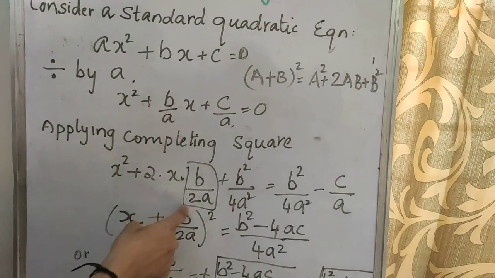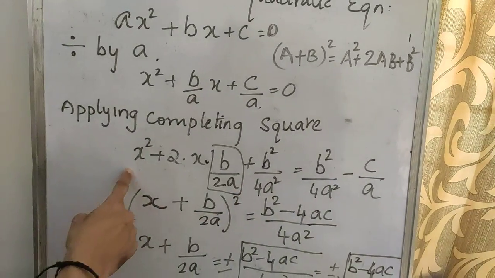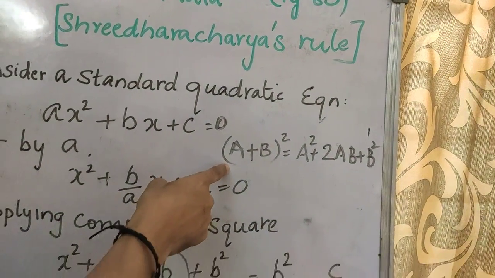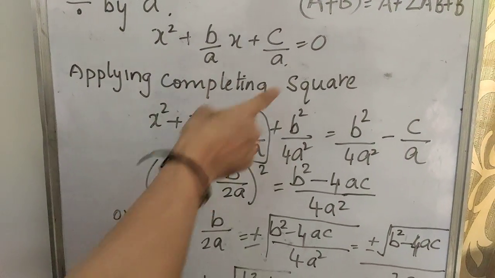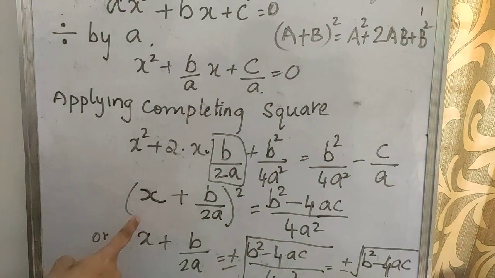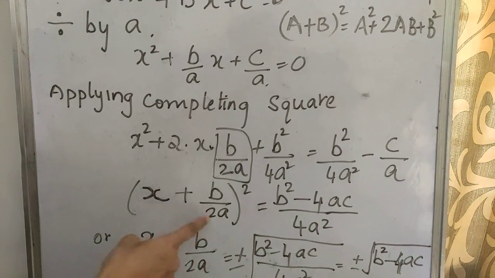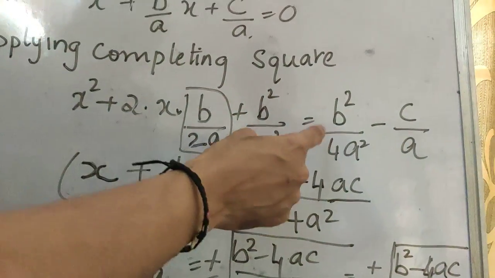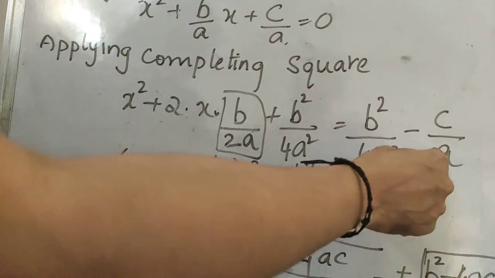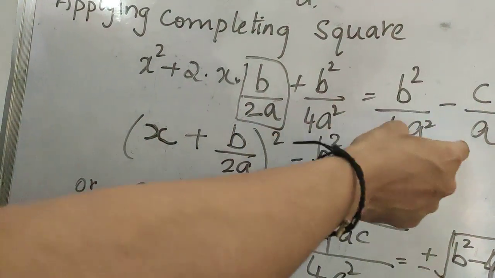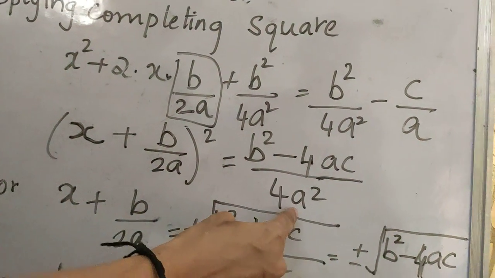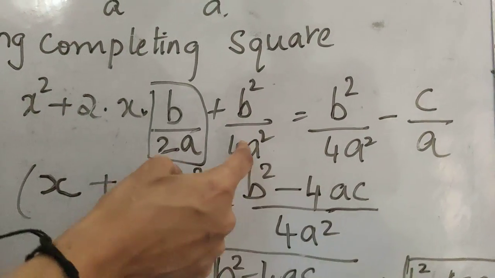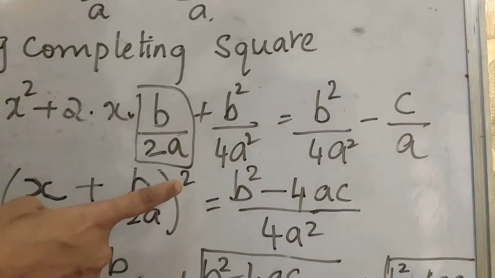So the first 3 terms are nothing but a square plus 2ab plus b square, which is a plus b whole square. What is a here? a is x. What is b? It is b by 2a. So it becomes x plus b by 2a whole square, because it is plus 2ab. Now when I shift c by a, it is minus c by a. Now we have to take the LCM of 4a square and a, which is 4a square. And it becomes b square minus 4ac. This is the RHS. So I have a whole square.